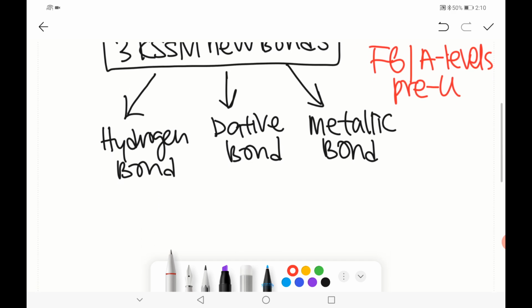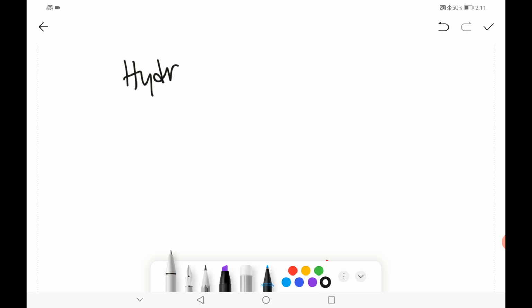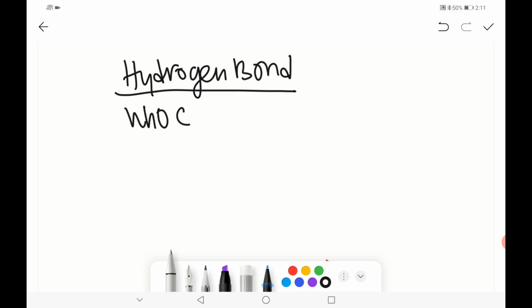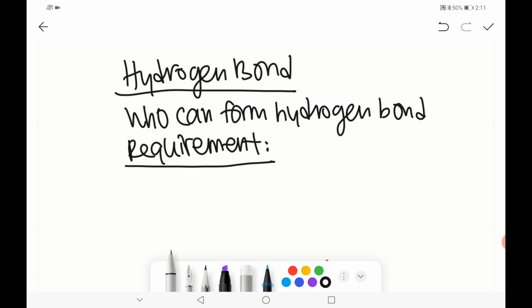Okay, so I will further elaborate one by one. Let me start with the first one, which is called hydrogen bond. You must first understand who can form hydrogen bond, because I need you to understand that not everyone can do hydrogen bond. I repeat, not everyone can do hydrogen bond. So if you want to form hydrogen bond, you must fulfill these requirements.